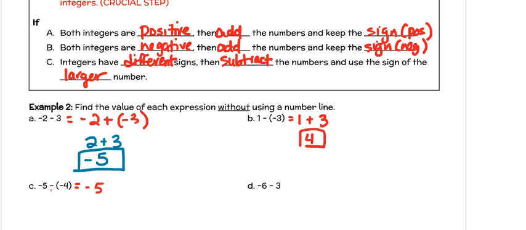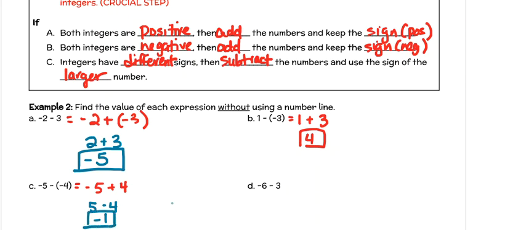The opposite of negative 4 is a positive 4. And you have two different signs. So it's going to be 5 minus 4, which is a 1. And because the 5 is a larger number and it's negative, it's going to be negative 1.